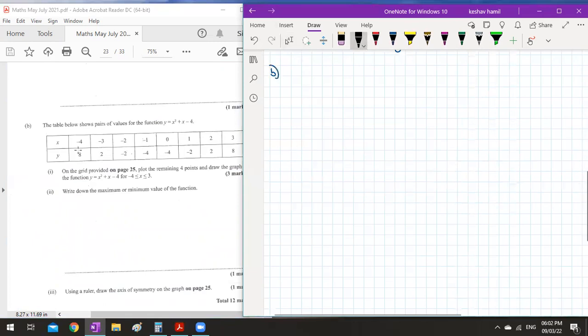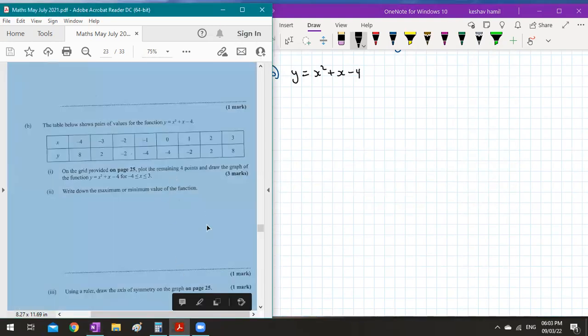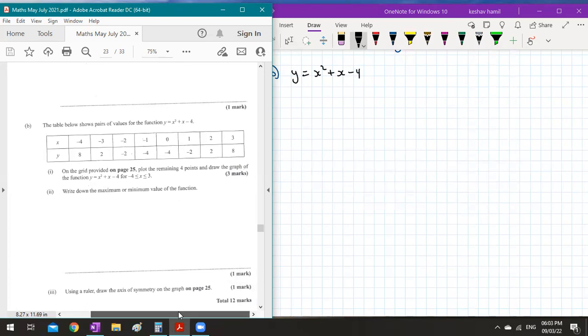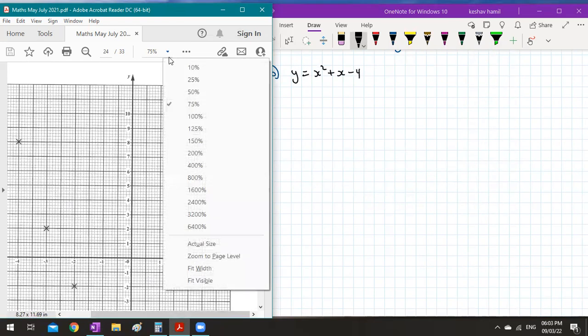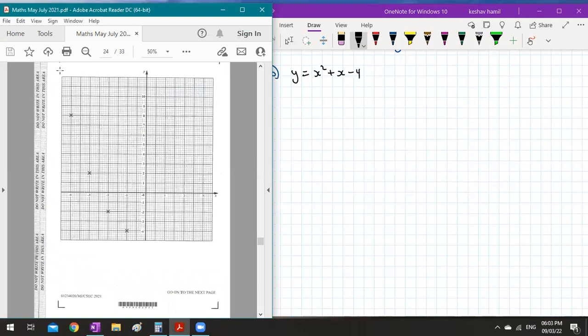Part B, the table below shows pairs of values for the function. So y is equal to x squared plus x minus 4 is the function that is given. Following the table, on the grid provided on page 25, plot the remaining 4 points and draw the graph of the function. So let's go down. We have the graph here. We still want to finish drawing the graph.